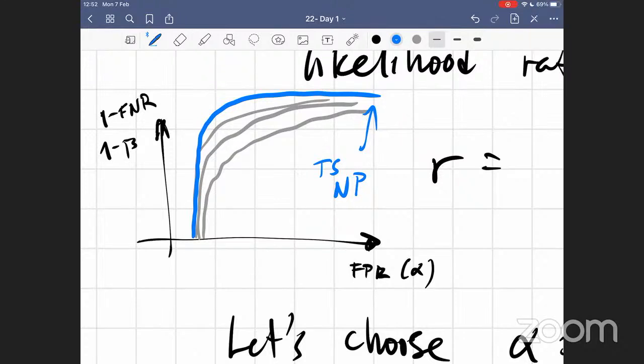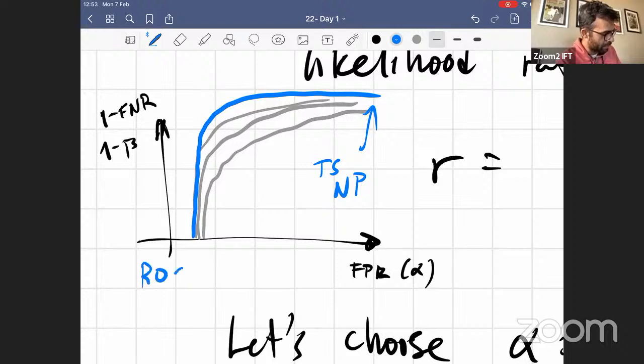And this is nothing but the ROC curve, the receiver operating characteristic curve, that we see in machine learning, where the classifier or the model performing the best is the one maximizing this. But this is nothing but saying which model best approximates the Neyman-Pearson lemma, or the likelihood ratio, the true likelihood ratio that you don't know.